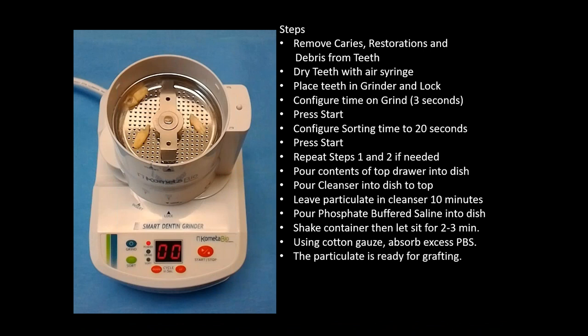And so the goal is to remove all the decay, any restorations that may be in the teeth. We don't want to use endodontically treated teeth. We'll grind them for about 3 seconds and then press the sorting button for 20 seconds. At that point, we'll use sodium hydroxide to disinfect all the particles for about 10 minutes and then rinse that out with buffered phosphate solution to remove any of the sodium hydroxide.